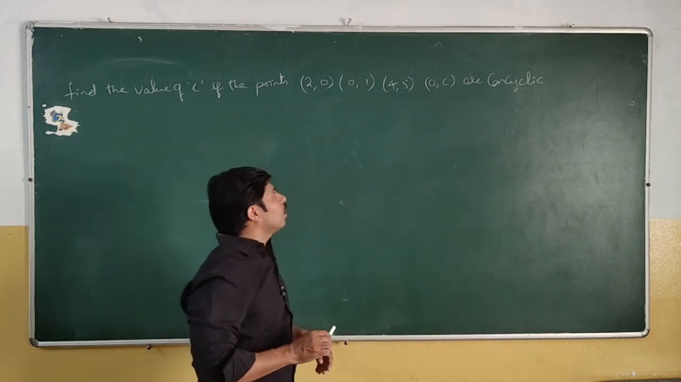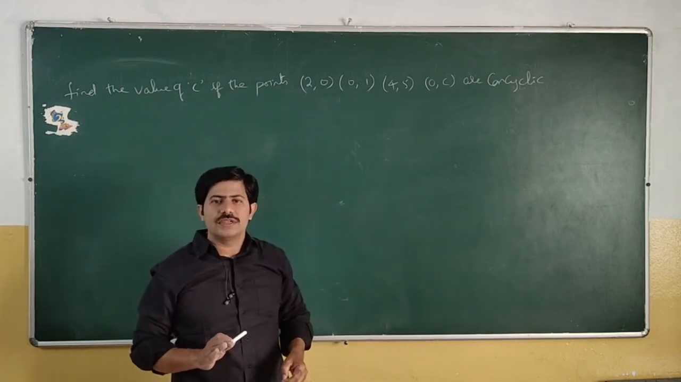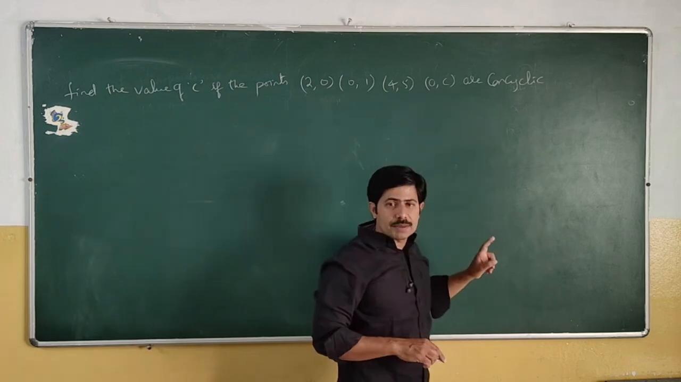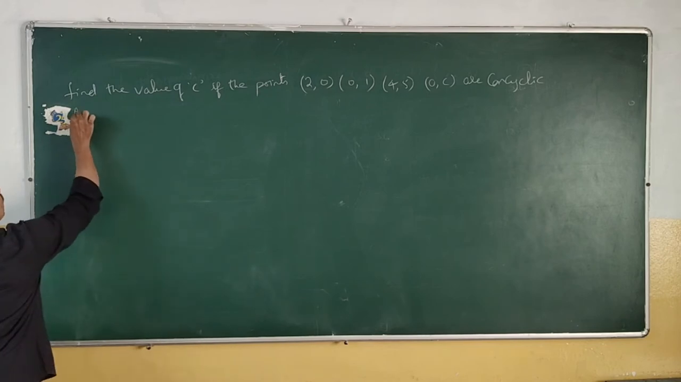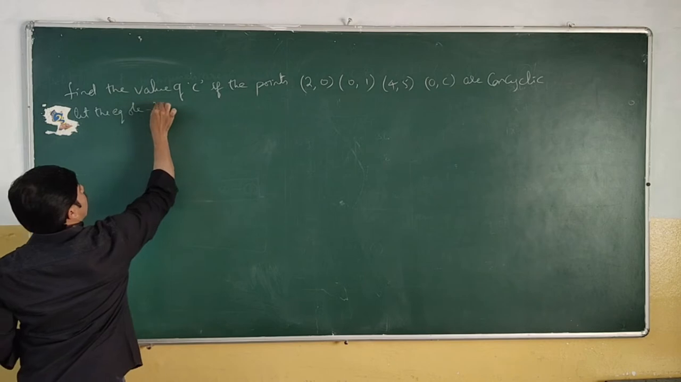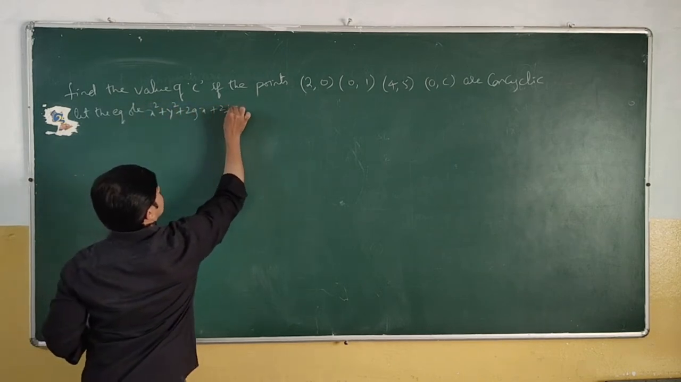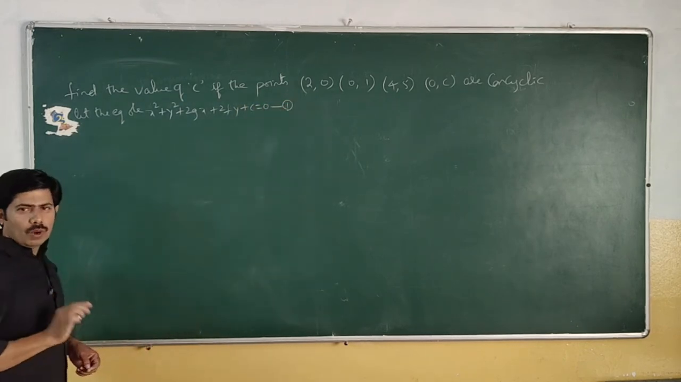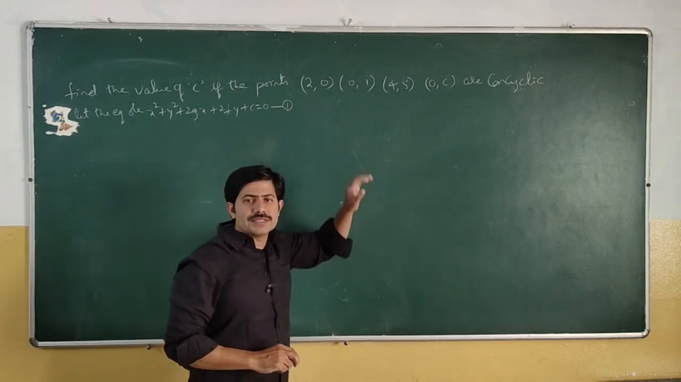Same method: using the first three points we find out the equation of circle. After getting the circle equation, we substitute 0, c in the equation. So first, let the equation of circle be assumed as x squared plus y squared plus 2gx plus 2fy plus c is equal to 0, equation 1. After that, we take the first point 2 comma 0.